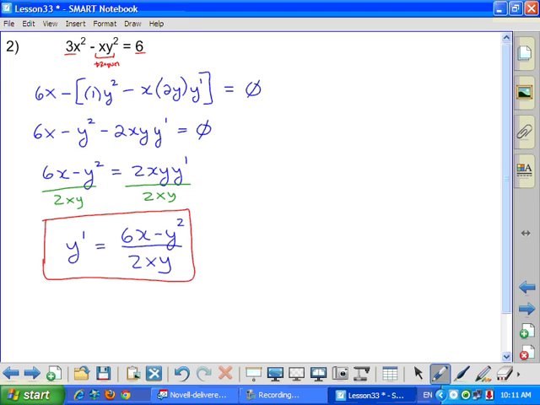And again, the only difference is there's x and y's in your final answer, so that means you need to know the entire coordinate if you want to actually find the slope for that expression. All right.